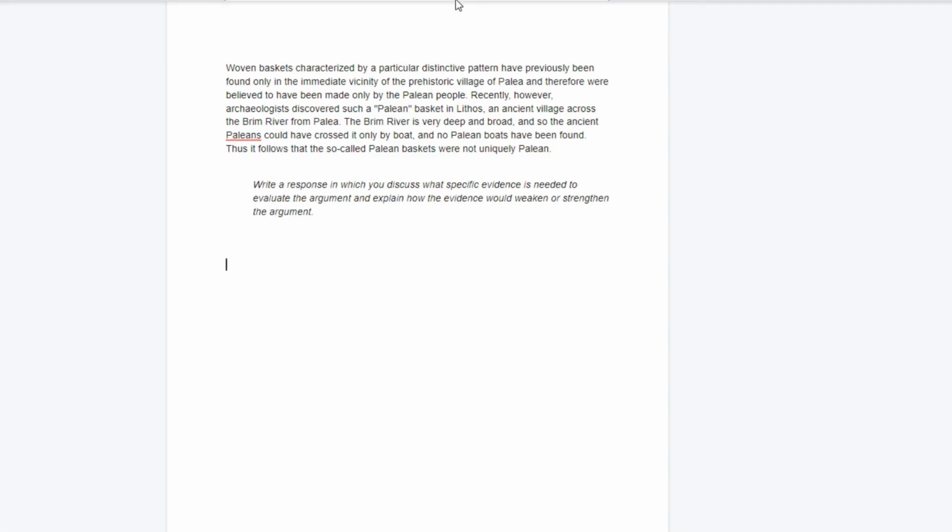So you want to get used to these three types of task. It's going to be one of the three, and really they're all closely related, and the drafting process is pretty similar for all of them.